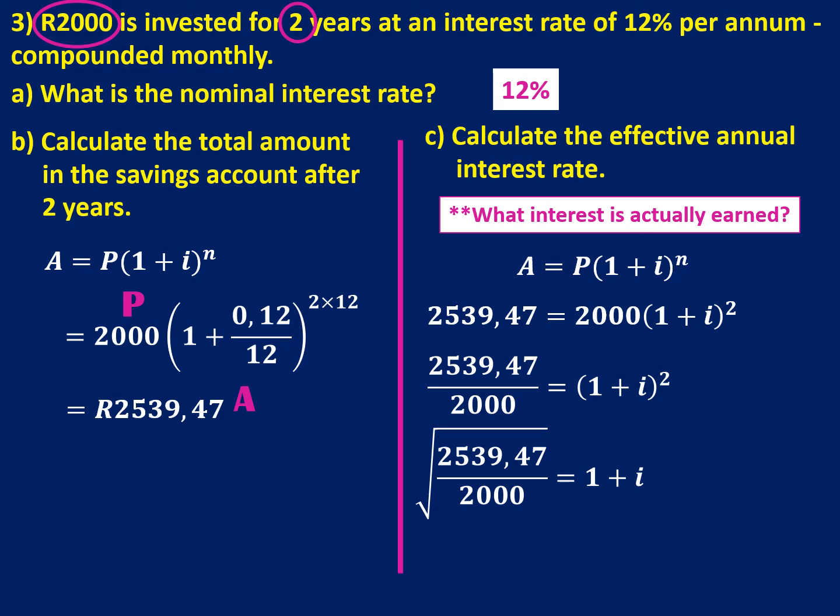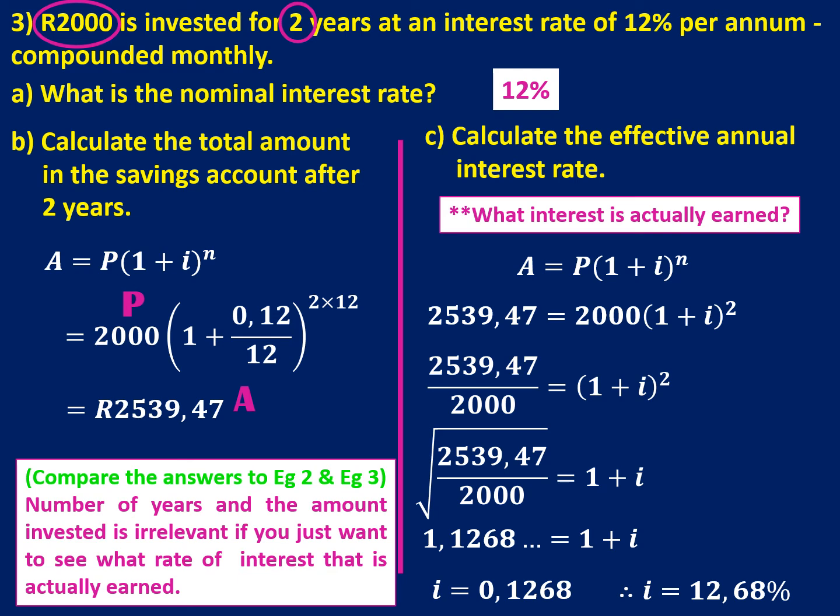Then we're going to square root both sides so I can get rid of the square. And I end up with the square root of 2,539 Rand and 47 cents divided by 2,000, which gives me 1.1268. I need to take 1 across, and I end up with 0.1268, which as a percentage is 12.68%.